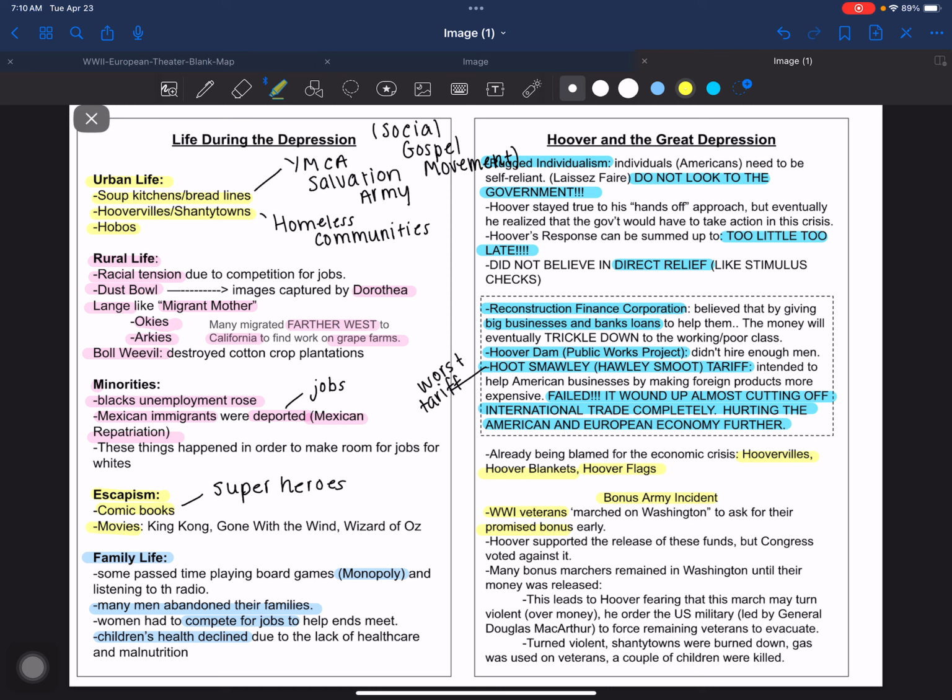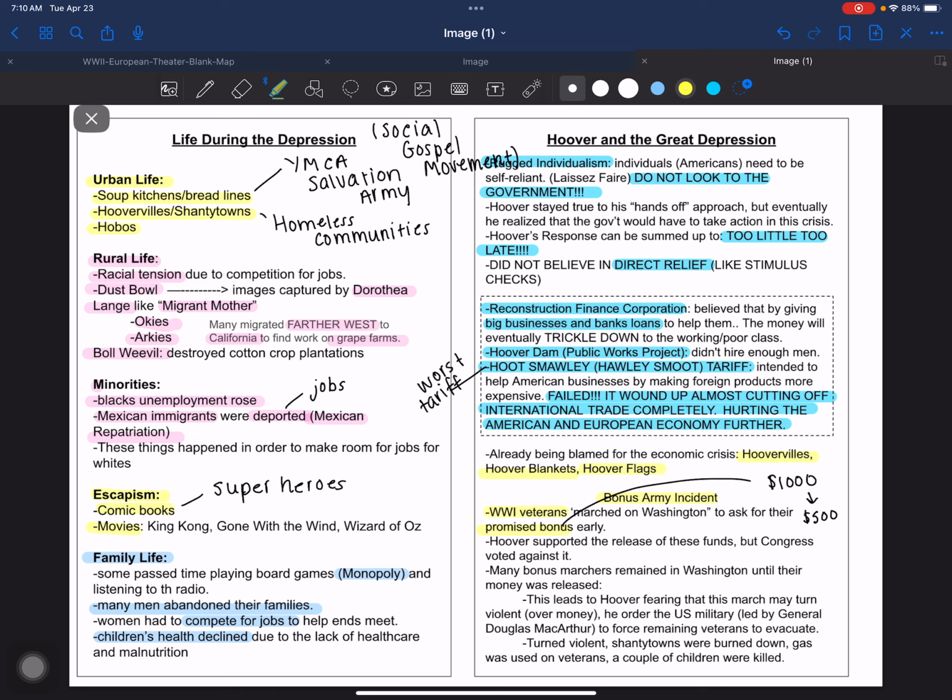And just to clarify, the bonus that was promised to them was $1,000. But they were only asking for half. They were only wanting $500 because they understood the economic crisis and the lack of funds and things like that. They were only asking for half of that to be released to them at the time. And here's where history kind of gets lost. Hoover actually supported this. He actually supported the release of half of this promised bonus to these veterans early.